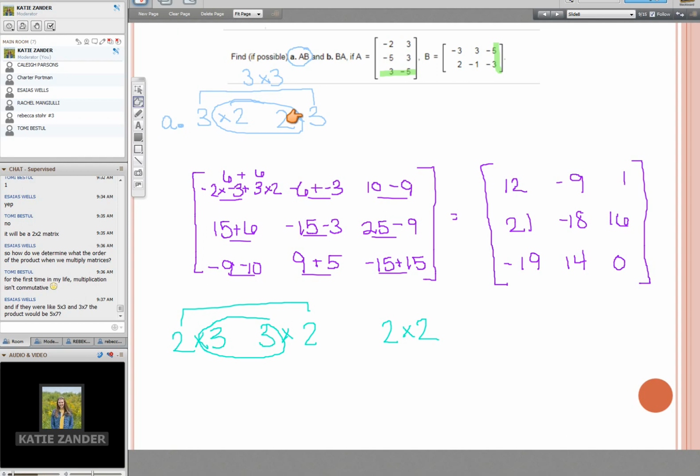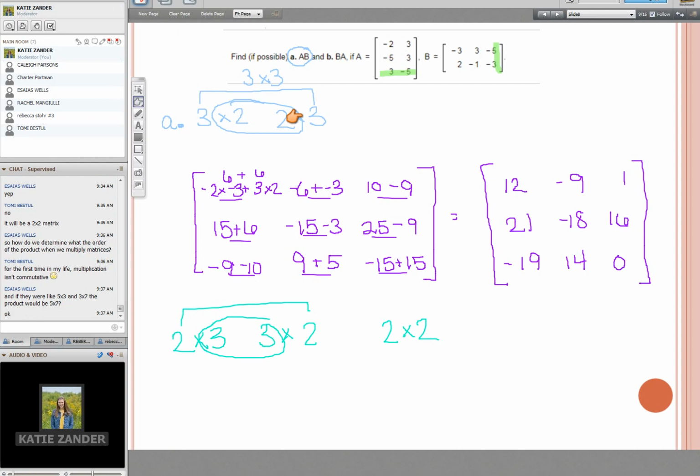Exactly. Yep. That's exactly what it would be, Zayas. Awesome. I know, kind of the first time that we heard that multiplication isn't necessarily commutative.